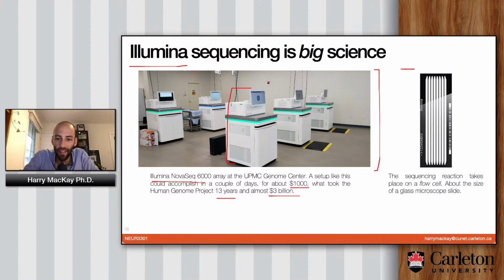The reaction takes place in this thing called a flow cell. This is an object about the size of a glass microscope slide. It is made of glass, and you basically put your sequencing libraries into these lanes, and they'll flow out, and the reaction all takes place on these sequencing lanes.